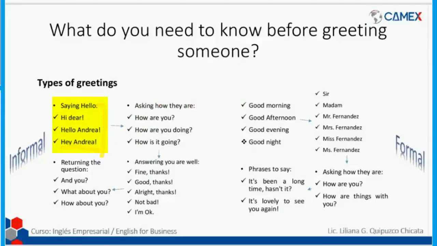Then after you say hello, you usually ask how the other person is, how they are. So for a way of saying how they are, we can say, how are you? Or how are you doing? Or how's it going? It is the same. After you ask how are you, or after they ask you how are you, you have to answer. So to say how you are, you can say fine, thanks, good, thanks, all right, thanks, not bad, or I'm okay.